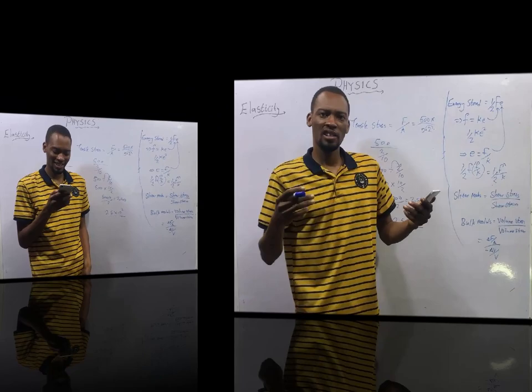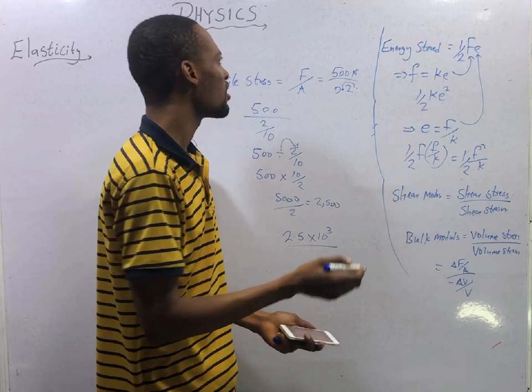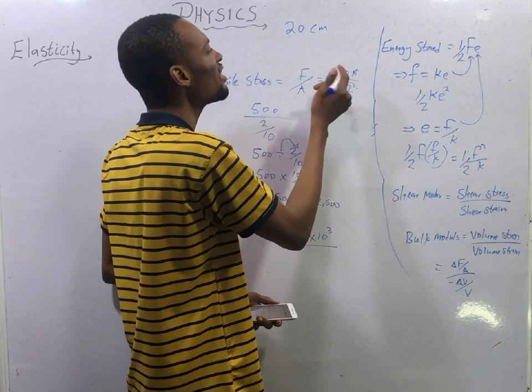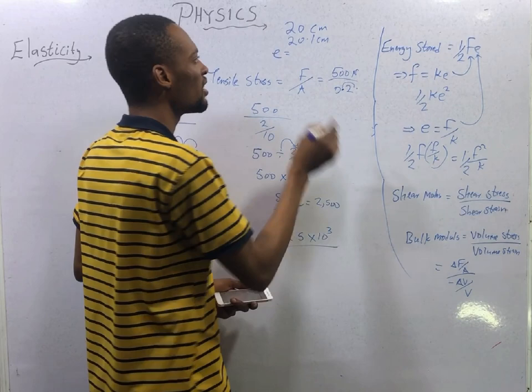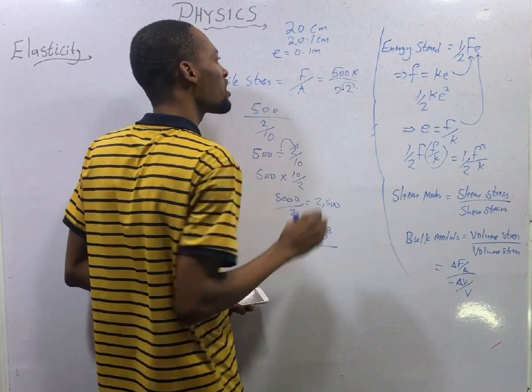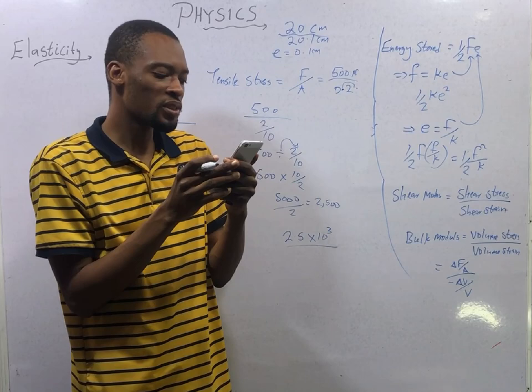A situation where you are given an original length and a new length, which is two lengths. The extension is the change in length, the new length minus old length. So if you have originally 20 cm, then new length 20.1 cm. The extension e is 20.1 cm minus 20 cm. That should give you 0.1 cm. This is the extension, and the original length is 20. So if you are comparing the extension and the original length, that is 0.1 divided by 20. So that will give you the strain. The change in length over original length is the strain.